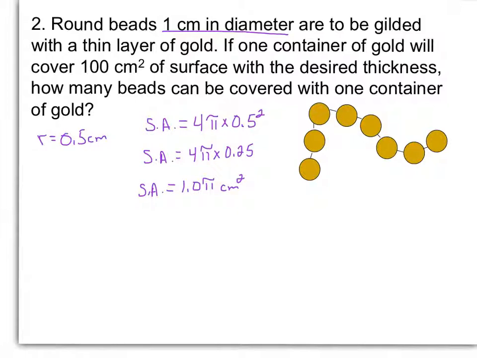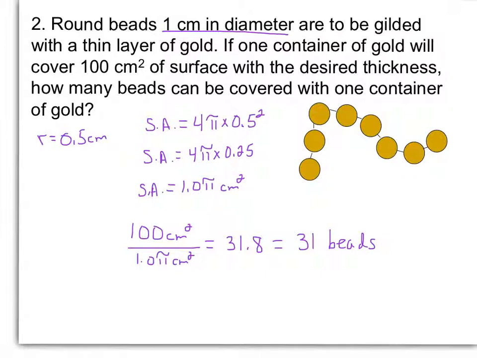centimeters squared. Then to find out how many beads we'll be able to cover, we'll take how much the gold covers, so 100 centimeters squared, and divide by 1 pi centimeters squared. Now, rounding to nearest tenth, we get 31.8. However, in this situation, we have to round down to 31 beads because we do not have enough to cover 32. So 1 container of gold will cover about 31 beads.